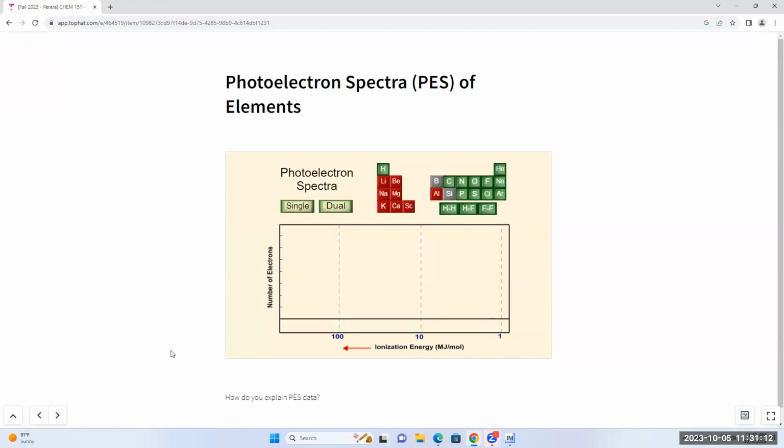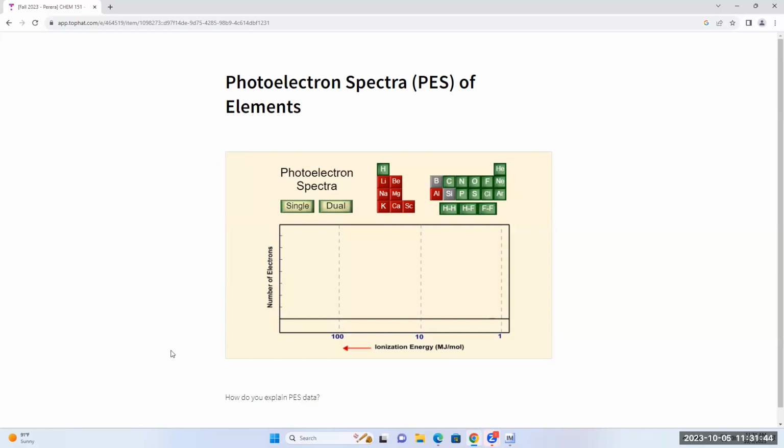Now, what we're going to do next is, so far the shell model worked fine. We were able to explain the size and the first ionization energies. Now we are going to move on to the last technique in Unit 2, Module 2. Actually, I think this is the last technique in Chem 151 that we're going to talk about. Anyway, this is called photoelectron spectroscopy.